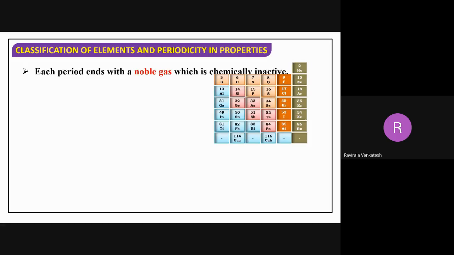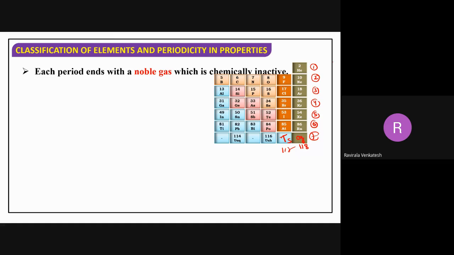Next, each period ends with a noble gas which is chemically inactive. For example, this is the first period, this is the second period, this one will be the third period, fourth, fifth, sixth, seventh. This is Og, oganesson, 118. This will be Ts, tennessine, around 117. Last element, if you observe. Now, each period ends with what? A noble gas.